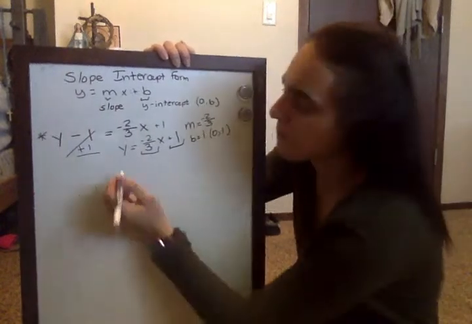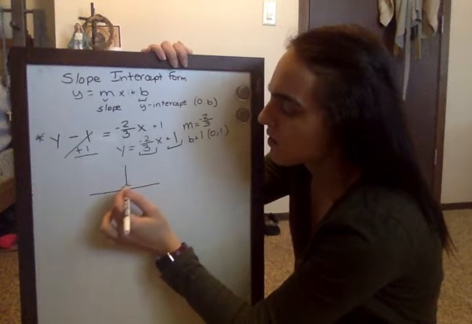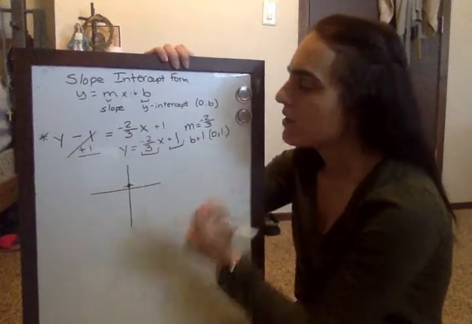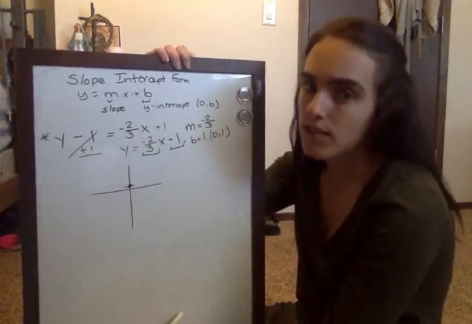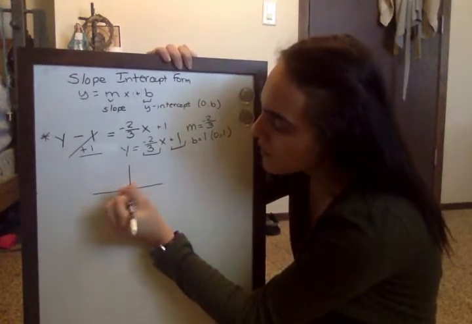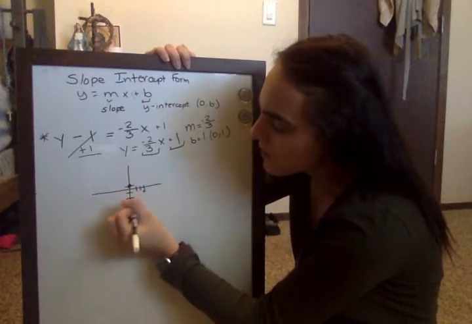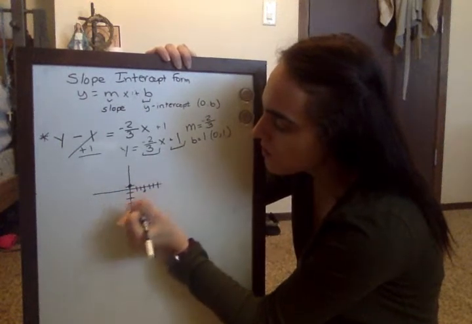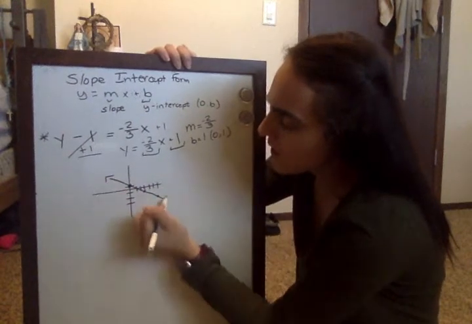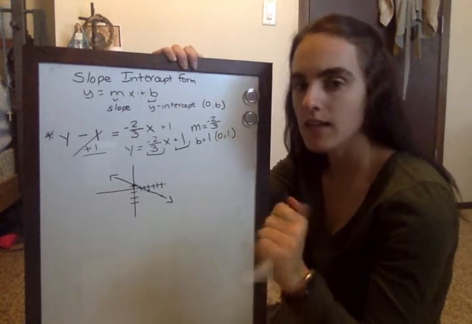So, how would we graph this? We'd start by graphing the y-intercept, and then we'd use our slope to find at least two more points. So we go down 1, 2, and to the right 1, 2, 3. And then we draw our somewhat straight line, and that's our graph.